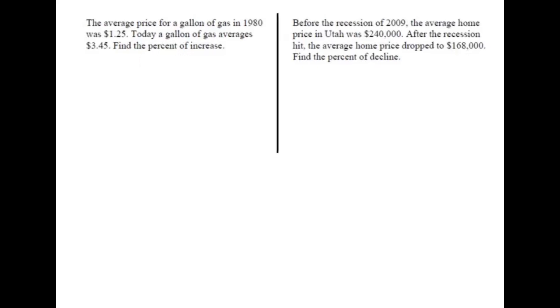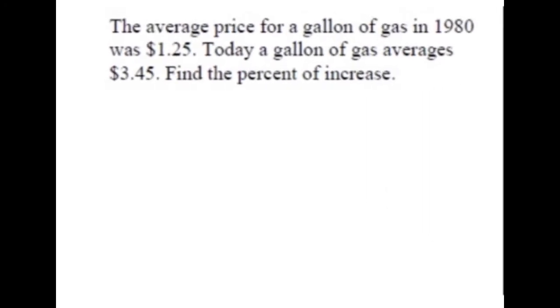Okay, so here we go. The average price for a gallon of gas in 1980 was $1.25. Today, a gallon of gas averages $3.45. Find the percent of increase. I wish this was the case. Try $5.45. Okay, so let's draw out the situation.